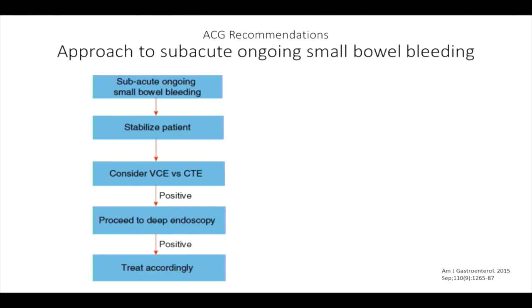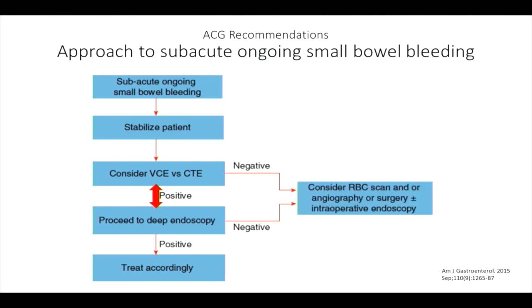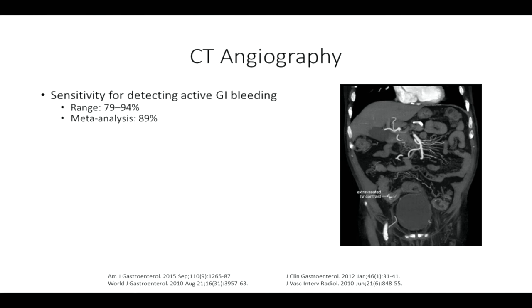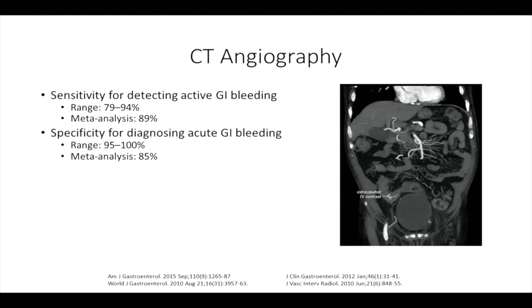So after we've done our enteroscopy, if it's positive, we treat accordingly. However, what do you do? Again, just to highlight the fact that this is probably a two-way street. You can do enteroscopy before capsule or after capsule. And what do you do if it's negative? Well, then we really need the help of our radiologist. And the first test of choice that we use here is CT angio. So CT angio has remarkably high sensitivity for detecting active bleeding and very high specificity.